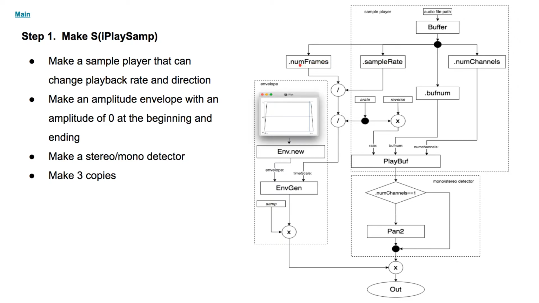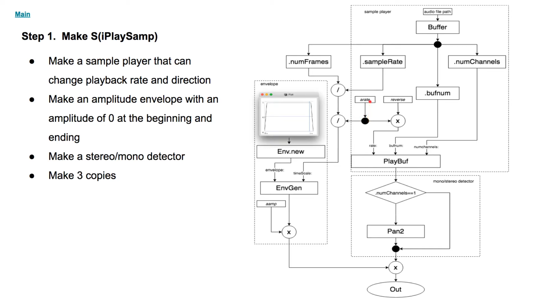Number of frames is the total duration of the audio file in samples, and if we divide the total samples by the sampling rate, we get the duration of the file in seconds. Now we divide that by the rate, how fast the audio file is being played. We can automatically calculate the duration of the amplitude envelope.